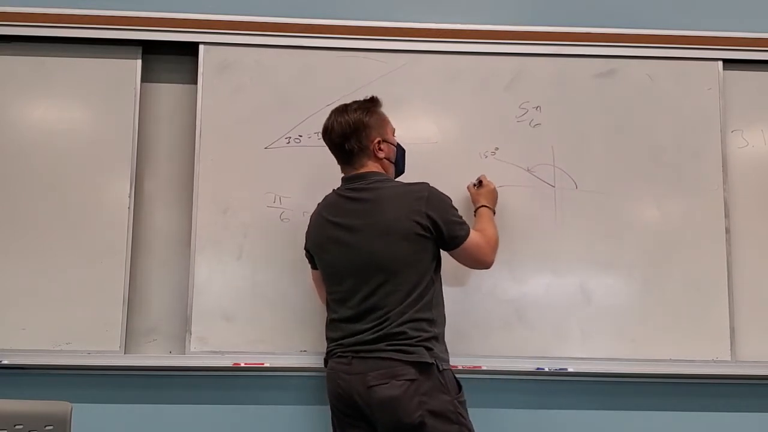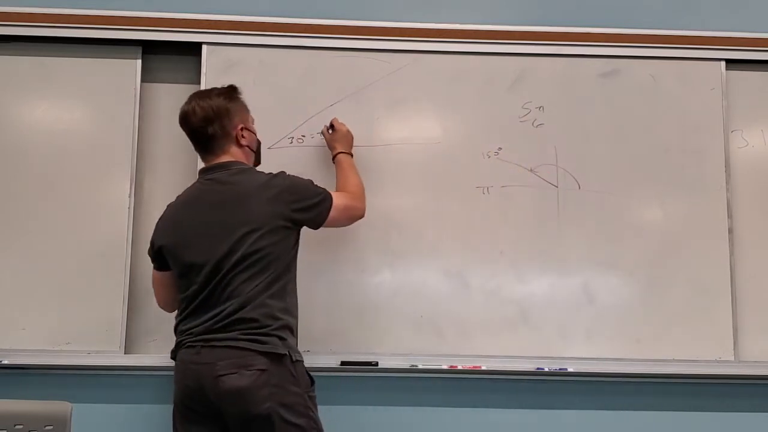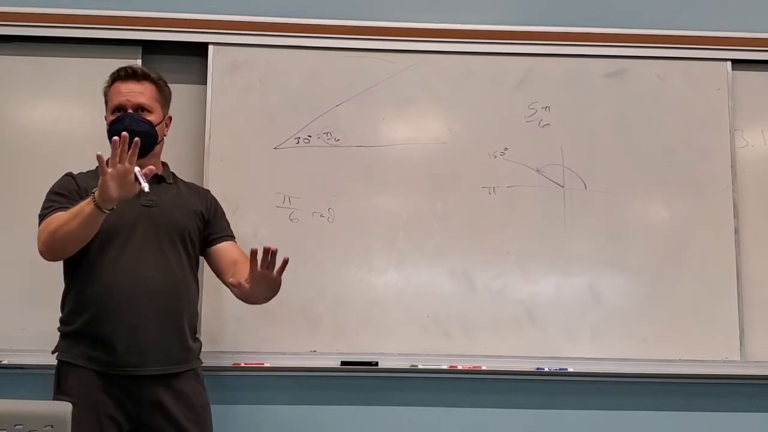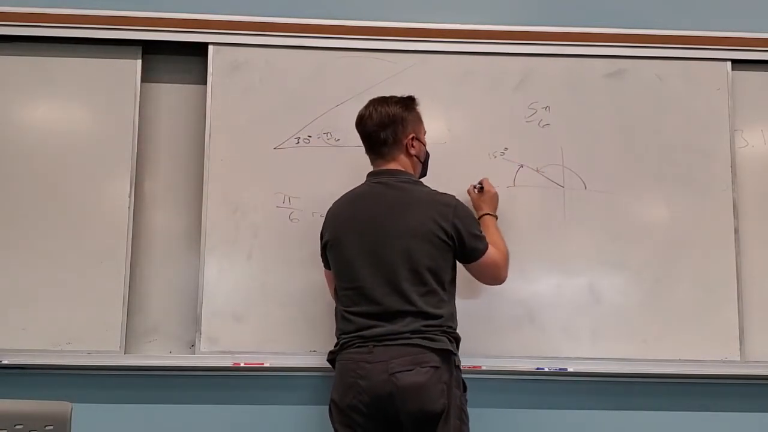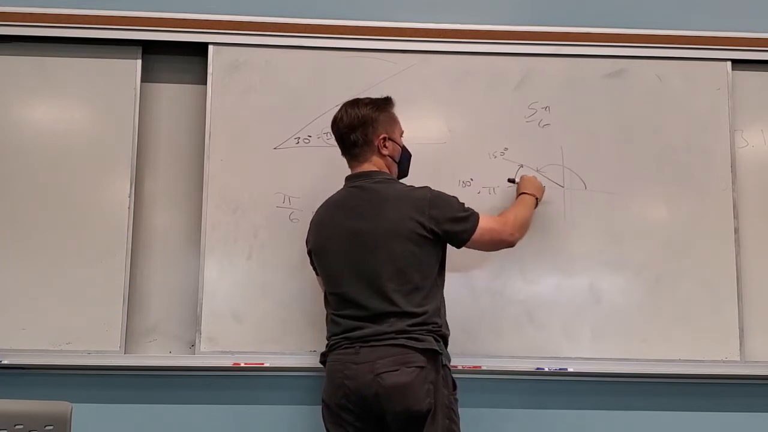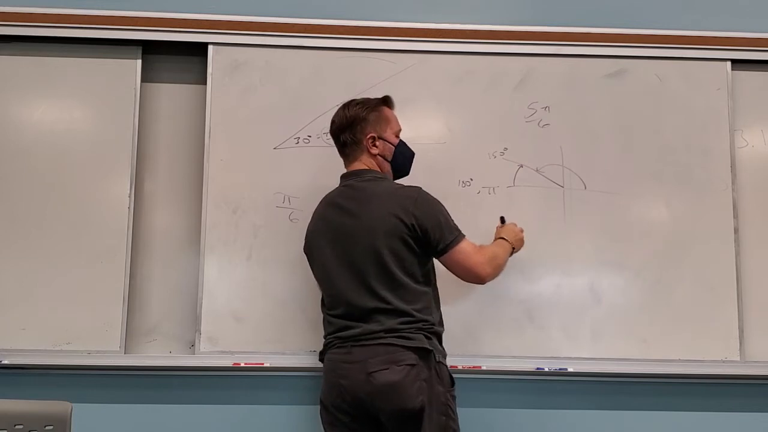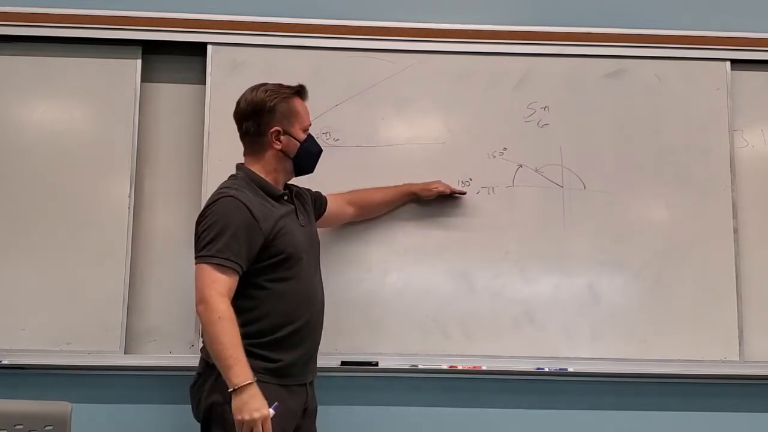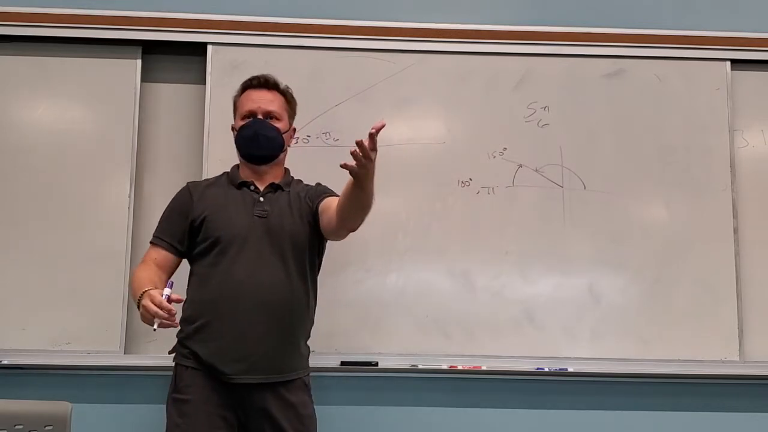Because here's pi. How much is 30 degrees? Isn't 30 degrees pi over 6? You guys with me? How far back is this in degrees? This angle right here, what is it? You guys see that? 30. That's 180. That's 150. So how far is this angle? 30 degrees. Right?